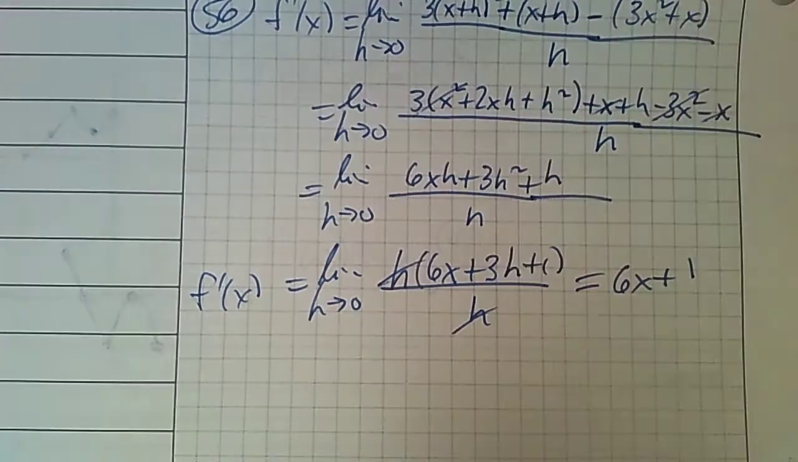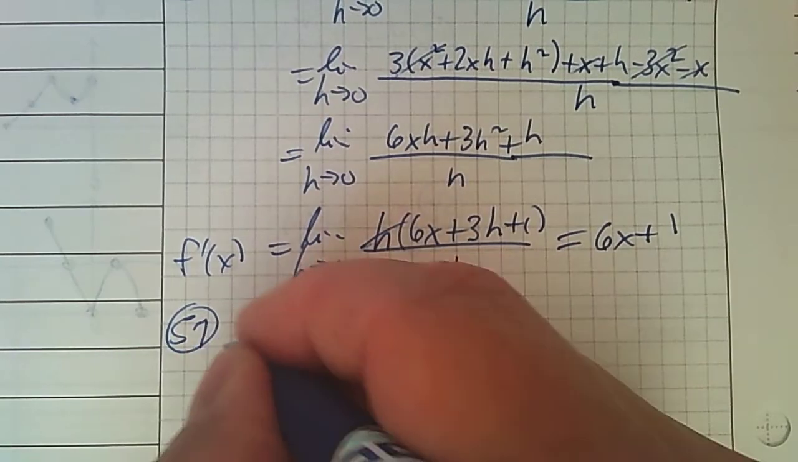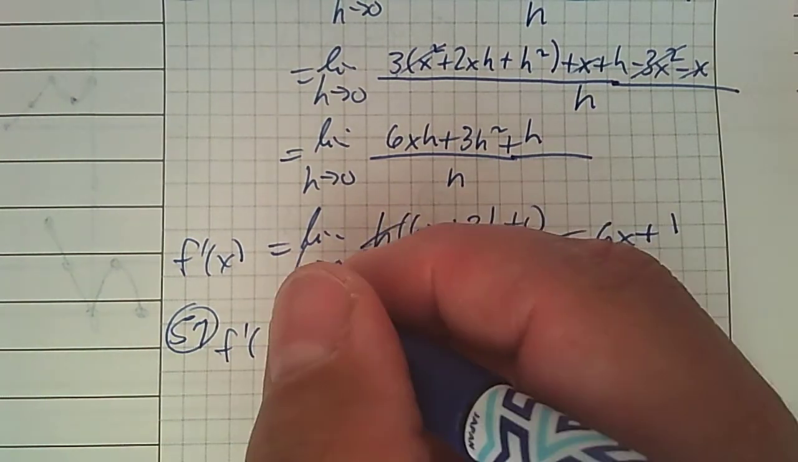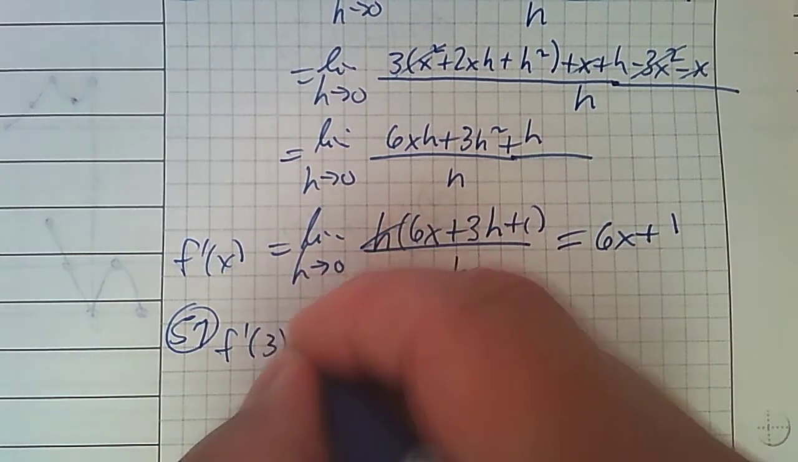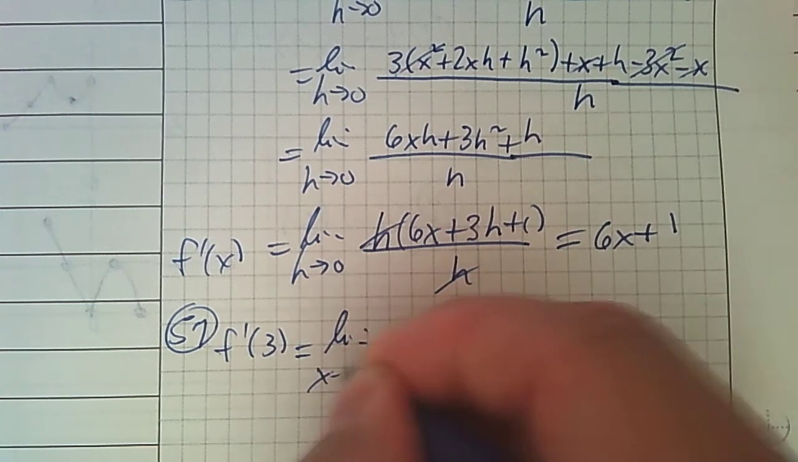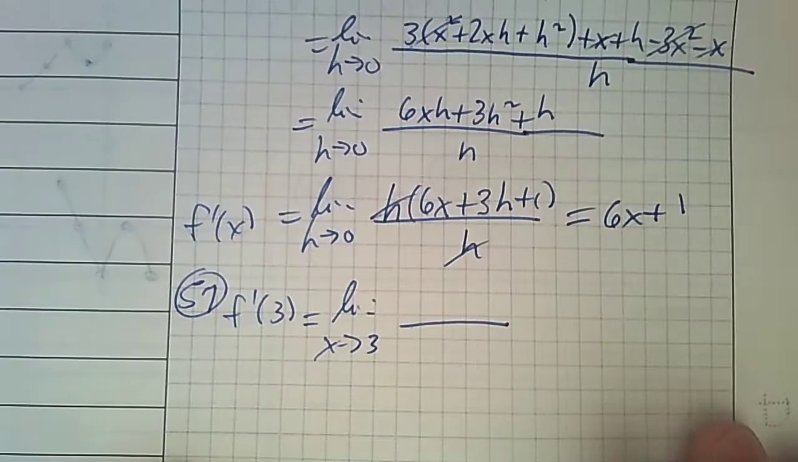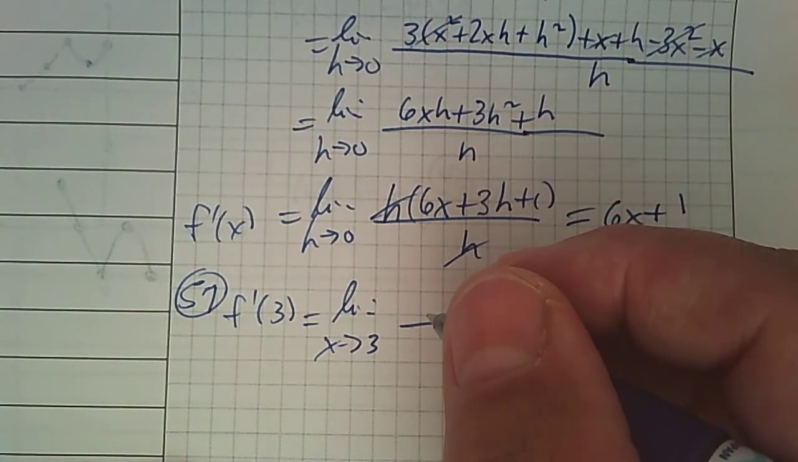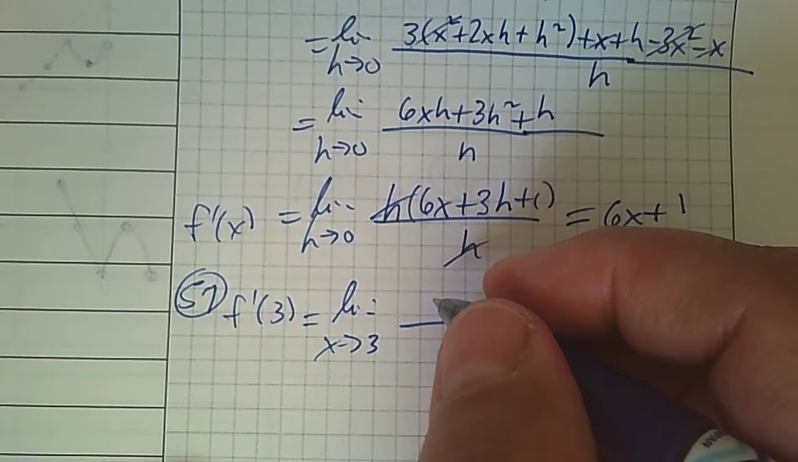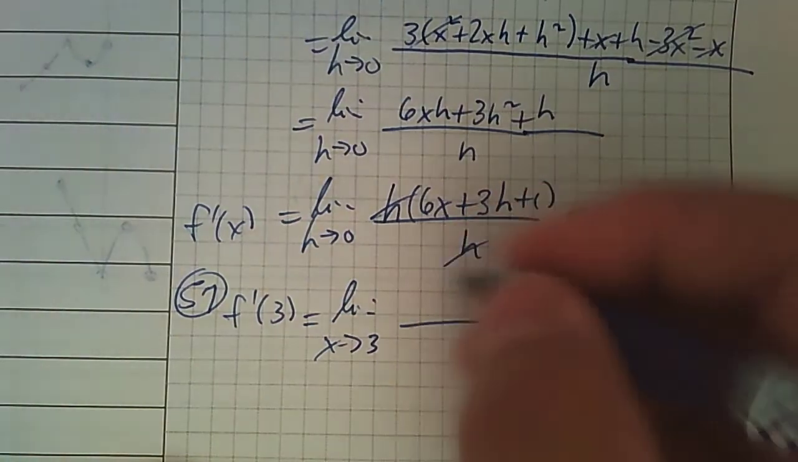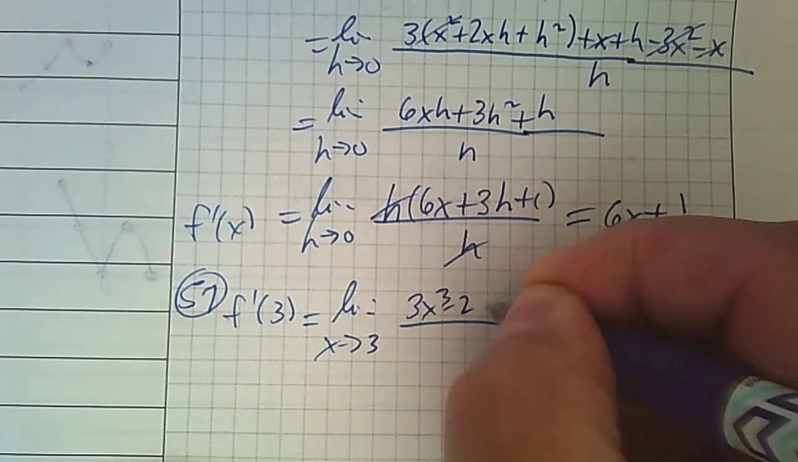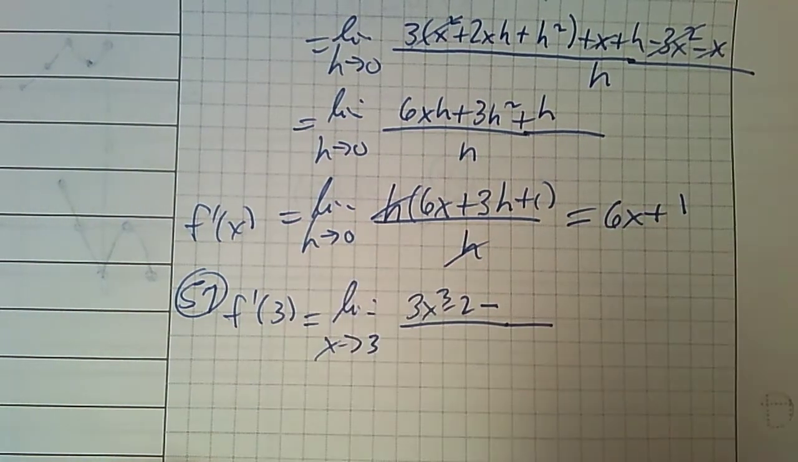Use the alternate form for 57. So if you know the x coordinate, you can have a shorter form. So I want to find the derivative at 3. So the shorter form then is the limit as x approaches 3. So as it approaches that x coordinate, you take the function f at x, which is 3x cubed minus 2, subtract, plug in what the value is there.